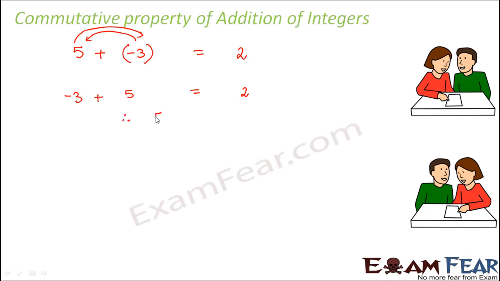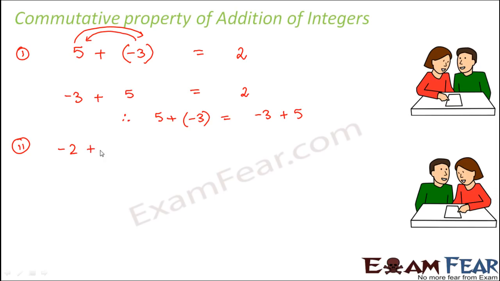So therefore, what do we conclude? 5 plus minus 3 is the same thing as minus 3 plus 5. It is just that we are changing the order in which the integers are being placed. Now, so this was one example. Let us take another example.